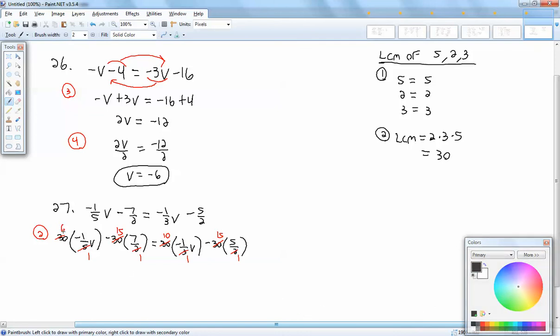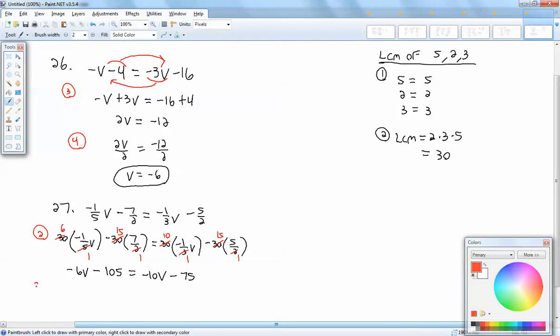Okay, let's see what we have left. 6 times negative 1 is negative 6v minus 105, equals 10 times negative 1 is negative 10v minus 15 times 5 is 75. Assuming I did my basic math right.